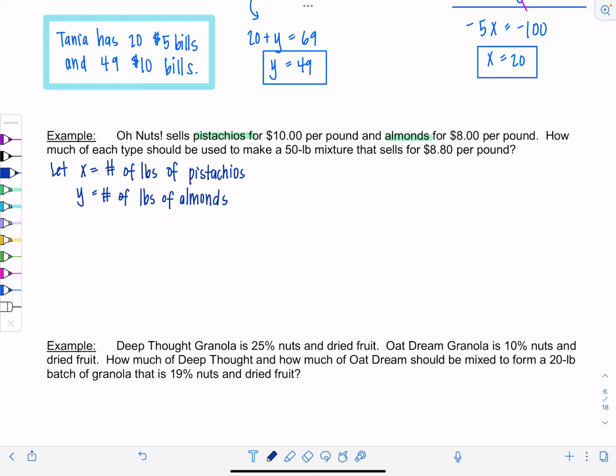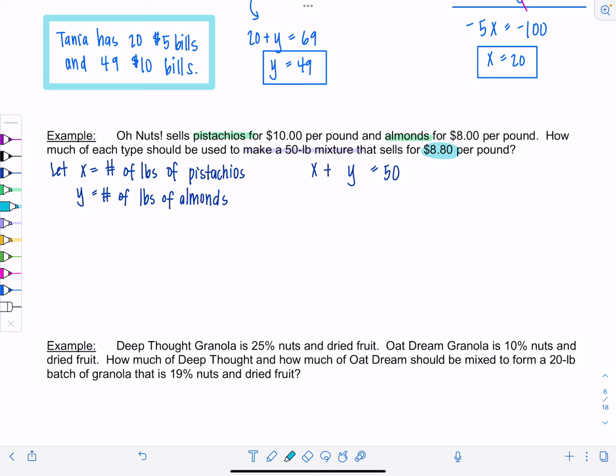Okay, so quantity equation. It's a little bit hidden, but if you read the question, it says how much of each type should be used to make a 50-pound mixture. So in the end, you want 50 pounds when you mix these nuts together. So that means X plus Y is going to be 50. That's the quantity equation.